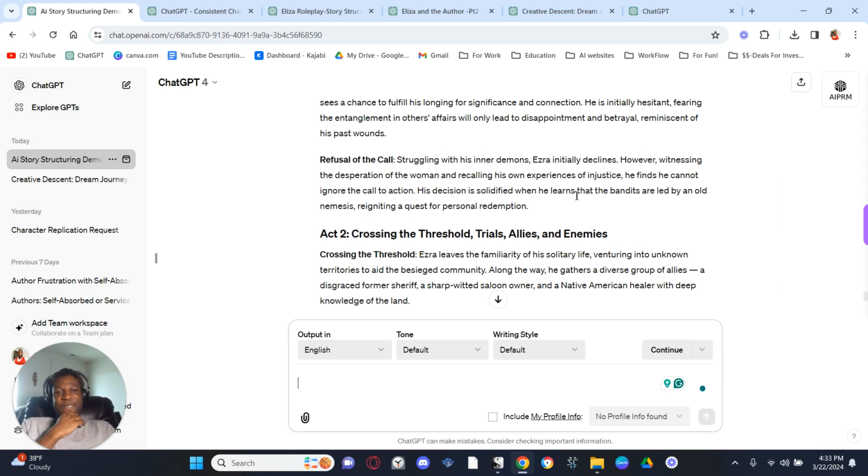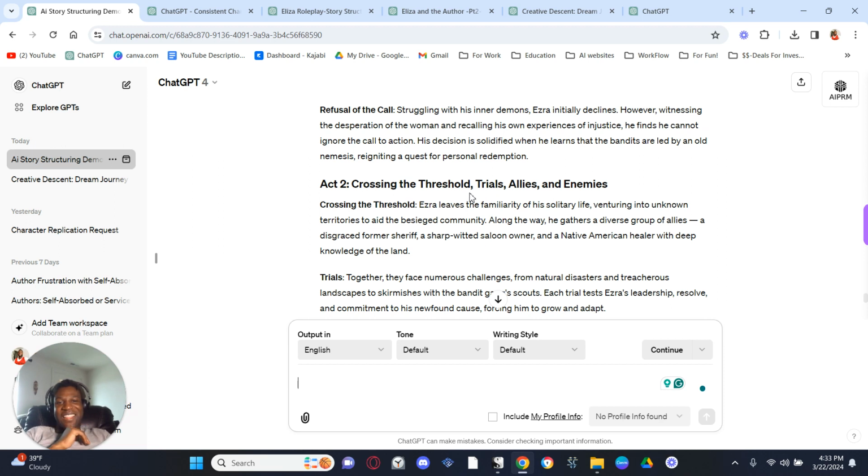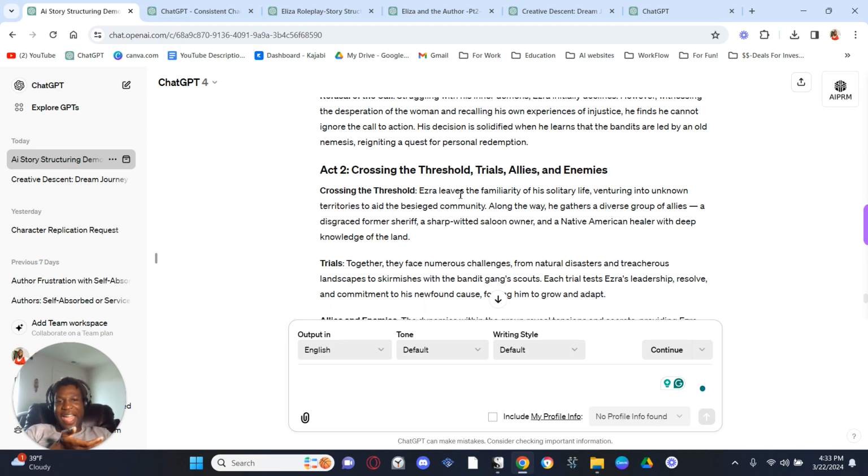So his decision is solidified when he learns that the bandits are led by an old nemesis, reigniting a quest for personal redemption. So he sees the bandits are connected to his past. Oh my God. So cool, right? So here we're crossing the threshold. Trials, trials, trials, allies, and enemies, right? So this is step six as we get into Act Two.